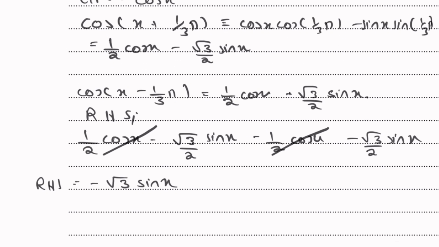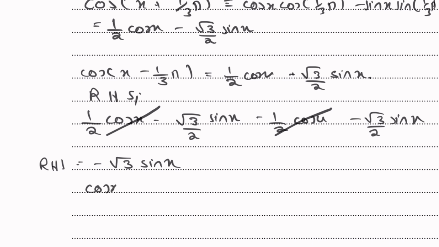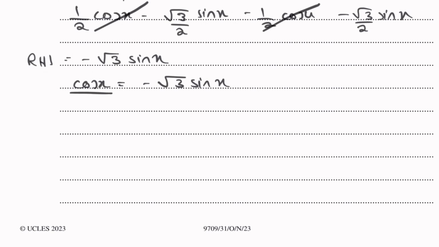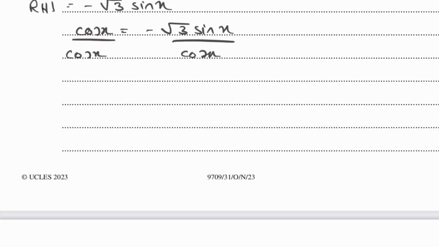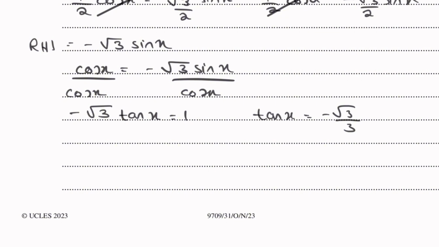Now if the left-hand side equals the right-hand side, cosine x equals negative root 3 sine x. If you want to find the value of tangent, you divide everything by cosine to get to tan, because sine over cosine equals tan. So negative root 3 tangent x equals 1, which means tangent x equals negative 1 over root 3, which can also be written as negative root 3 over 3. And this is the value of tangent x.